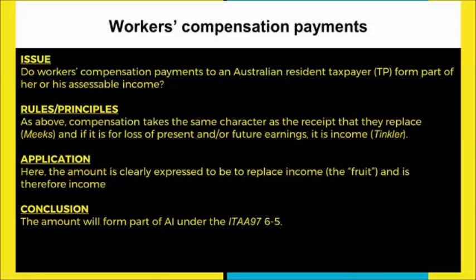When we're talking about the fruit and the tree, the previous question was referring to the tree. This part is referring to the fruit. When you get workers' compensation, those payments are really replacing your income, either your current, your present, or your future income and income streams. It takes the same character of that and is replacing those earnings. It's expressed to be compensating in this way, and it does form part of assessable income. It is 6-5 income.